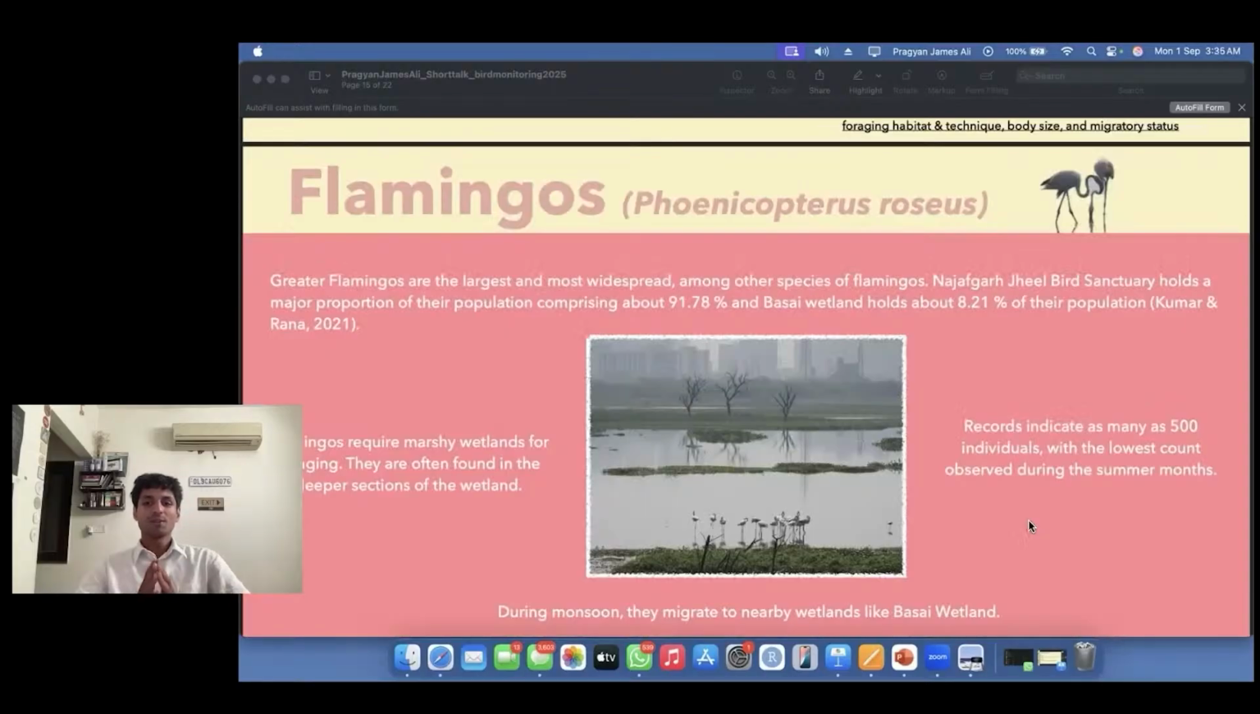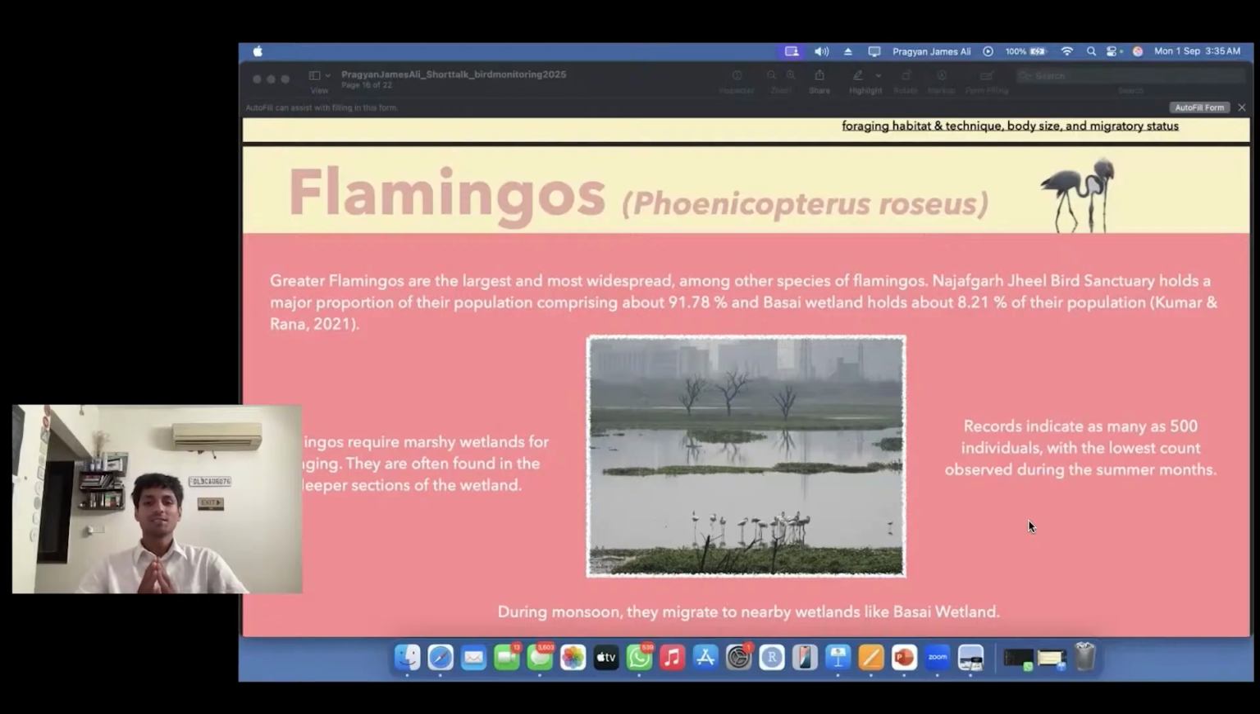I want to bring everyone's focus to the lesser flamingos of the Najafgarh Jheel. The Jheel holds the majority of the flamingo population of the NCR. Records indicate as many as 500 individuals have been spotted in the Jheel. Flamingos are always found in the deeper sections of the wetland, which gives them the habitat they need for foraging and also protects them from predators.